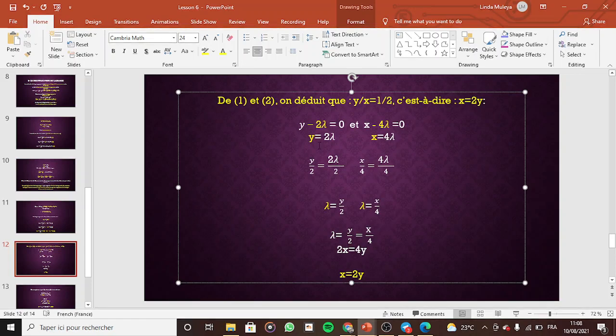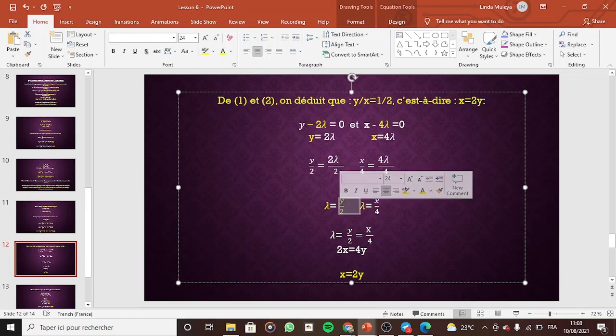So we'll take our first equality, which is y is equal to 2 Lagrange, and we'll divide both sides by 2. Y divided by 2 is just y divided by 2, and then 2 Lagrange divided by 2 will give you Lagrange. In the same way, we'll divide both sides of x by 4. So 4 Lagrange divided by 4 is just Lagrange, and then we have x divided by 4. So we have two different formulas here that give us the value of Lagrange. The first one is y over 2, and the other one is x over 4.